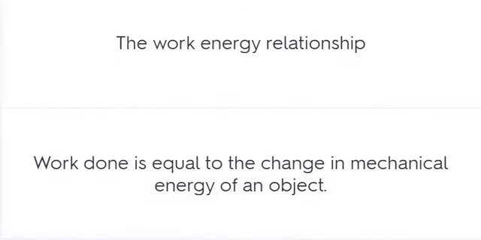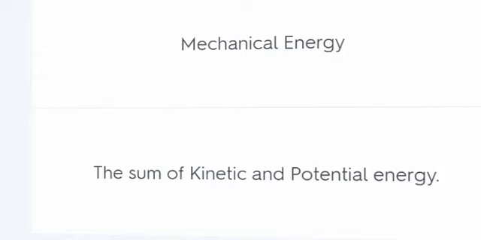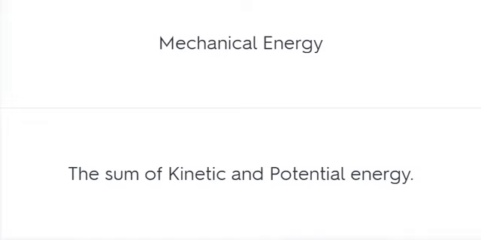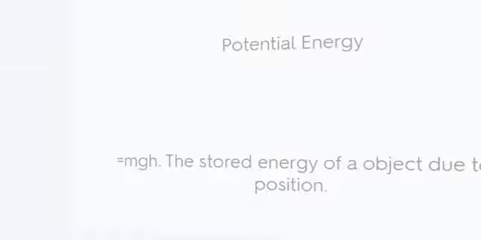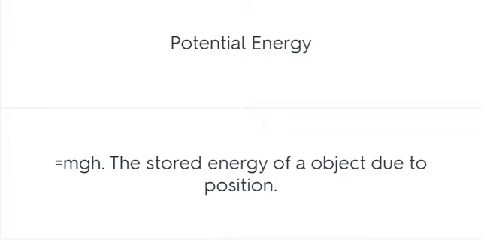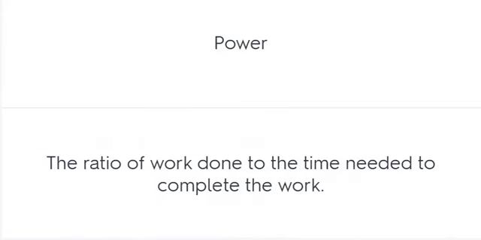The work-energy relationship. Work done is equal to the change in mechanical energy of an object. Mechanical energy. The sum of kinetic and potential energy. Potential energy equals mgh. The stored energy of an object due to position. Power, the ratio of work done to the time needed to complete the work.